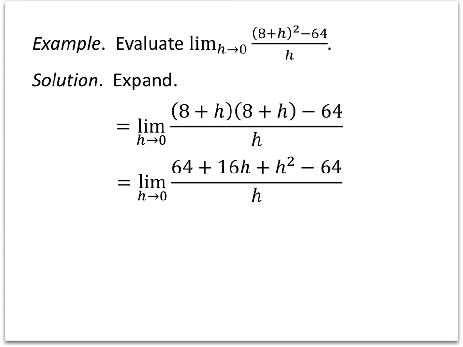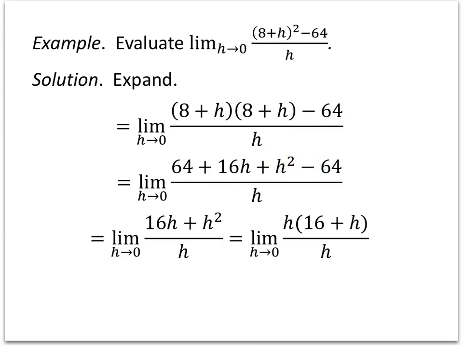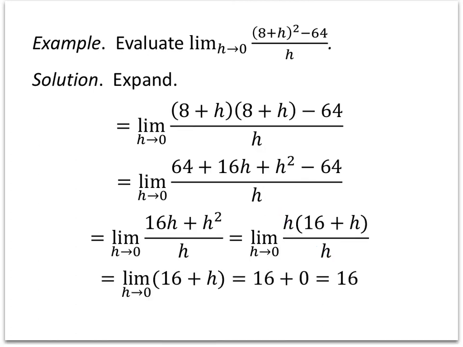If things work out well, this will reduce. And notice the 64 minus 64 is 0. And here we have a common factor of h in the numerator. So let's factor that out. We were left with 16h plus h squared. We factored out an h. The h's will reduce. And when they reduce, we'll be left with 16 plus h. Now this is not even a rational function. Since it's not a rational function, it's now a polynomial. We can directly substitute h equals 0 in, and we end up with 16 plus 0, which is 16.